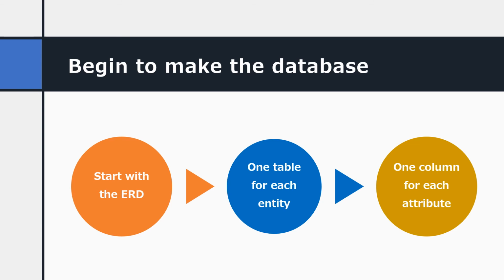Now you're ready to start making the database. Look at the ERD. It will have a number of rectangles joined by lines. Each one of those entities becomes a table in your database, and your list of attributes, the facts that we're going to store about each entity, will become the columns of the database table.